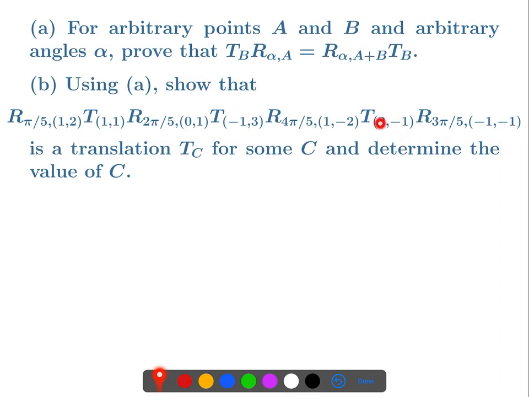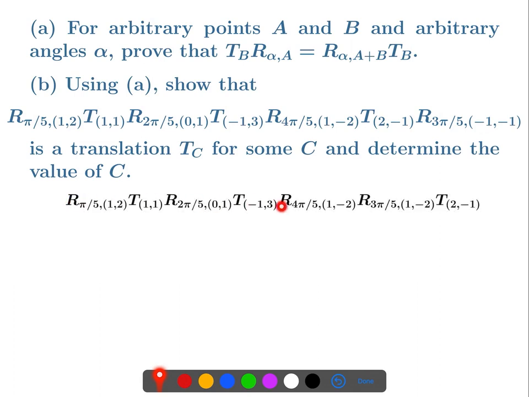So I'm going to take the translation on the other side using part A, and I have to add these 2 points together. So I'm going to get 1, -2 when I add the 2 points together. I've kept all the others the same, but I put the translation on the other side, and I've added these 2 points together to get 1, -2 as the center of the rotation.